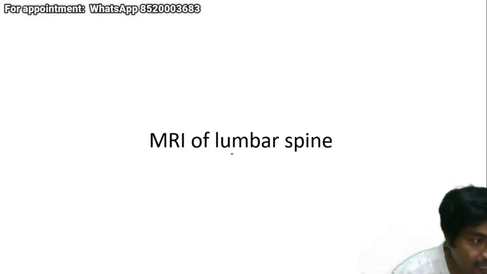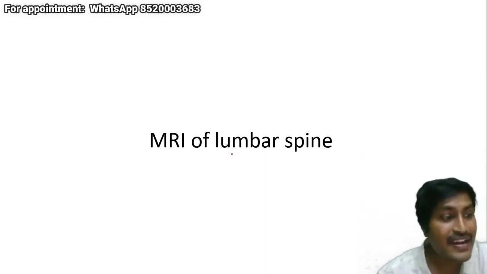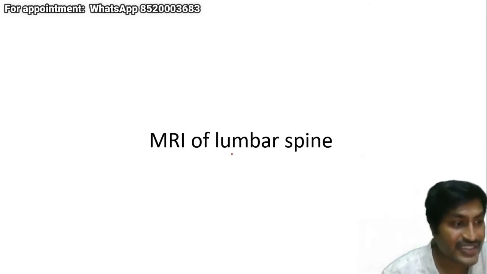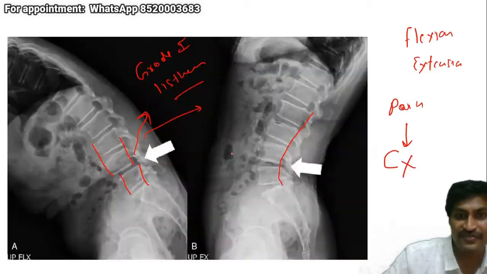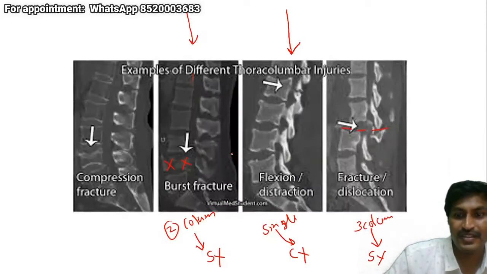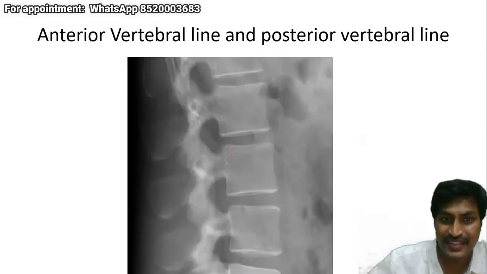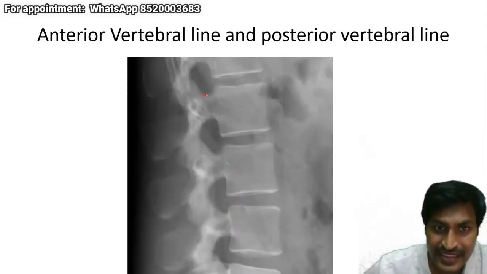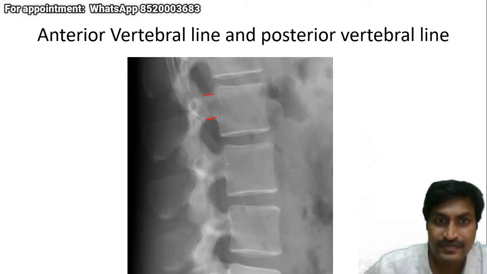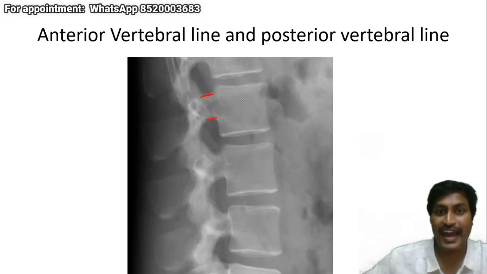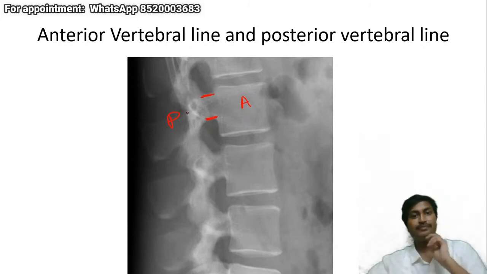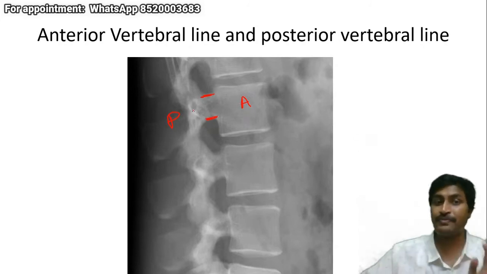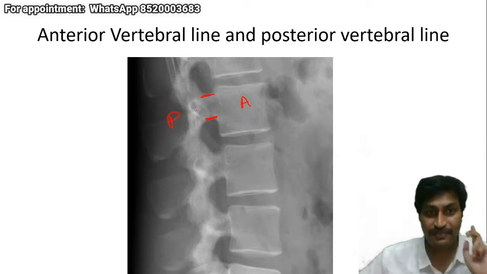And what are the questions coming? Pars interarticularis and pedicle. Dr. Jaz is asking what is the difference between pars interarticularis and pedicle. They're completely different from each other. This one is the pedicle. This is the anterior column. This is the posterior column. The one horizontal structure connecting the anterior column with the posterior column is the pedicle.